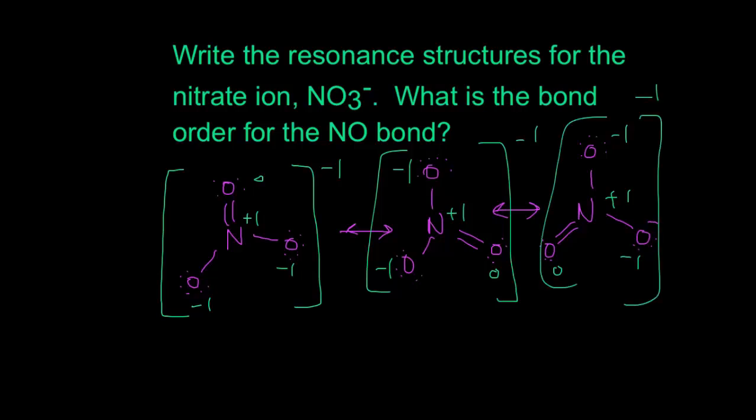So it's really important to note that the nitrate ion is not changing back and forth rapidly between these two structures, but rather the actual nitrate ion is an average of these three representations. This is because the electrons are delocalized.